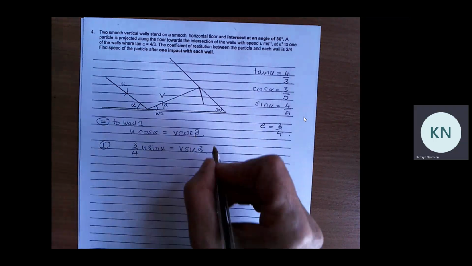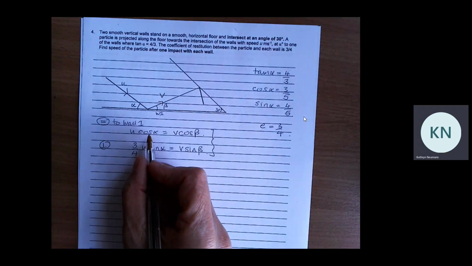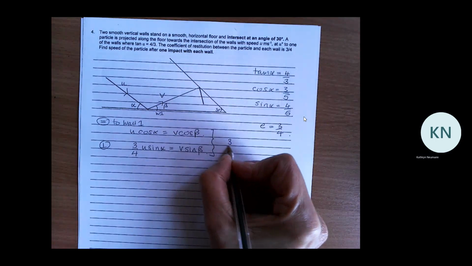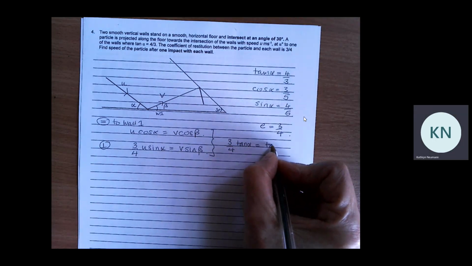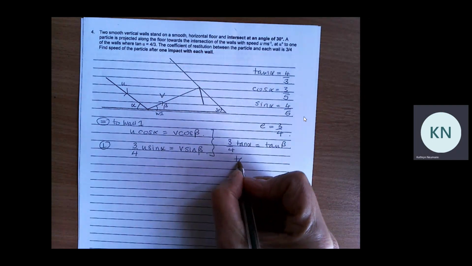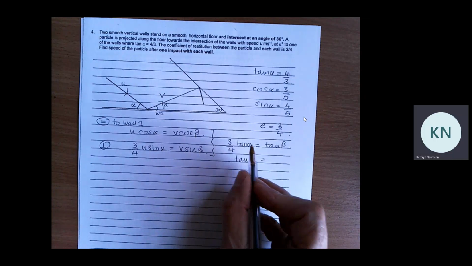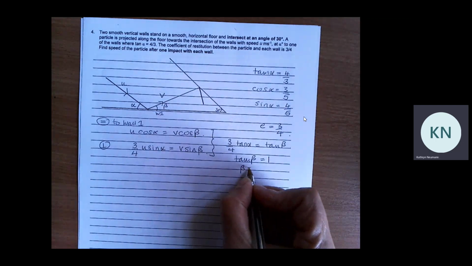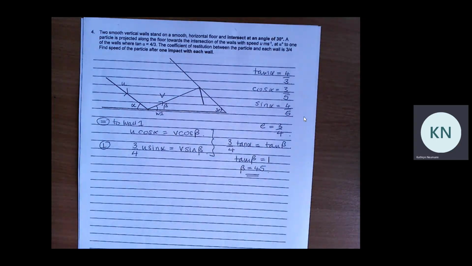So if I combine these by dividing, the U's are going to cancel out, so I'm going to get 3/4 tan alpha equals tan beta. That gives me that tan beta is 3/4 times tan alpha, which is 4/3. So tan beta is 1, so beta is 45 degrees. So that's an important piece of information.